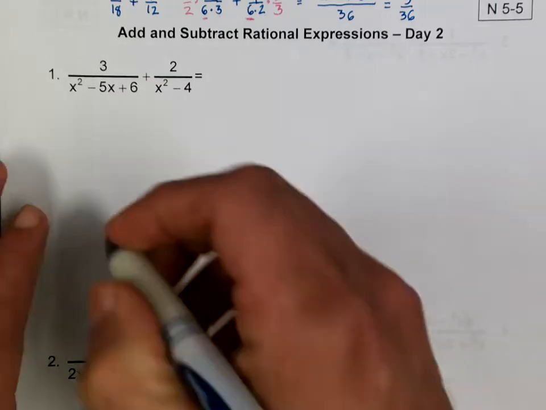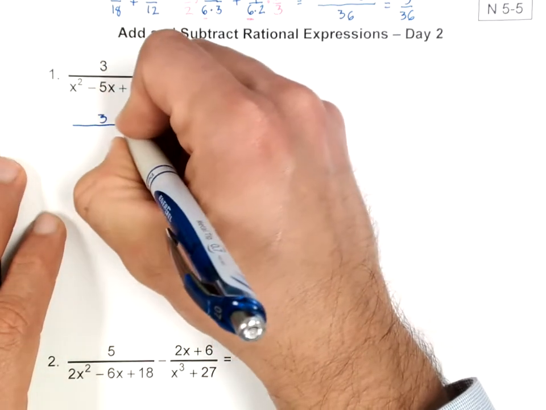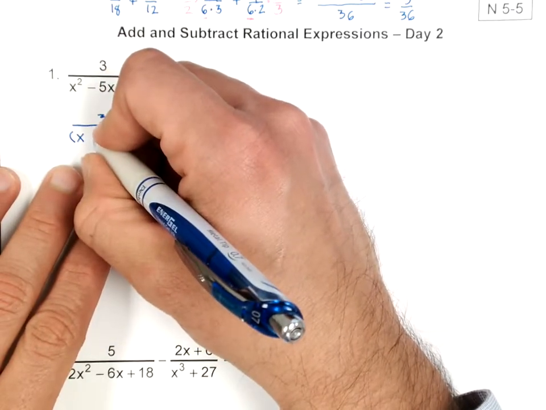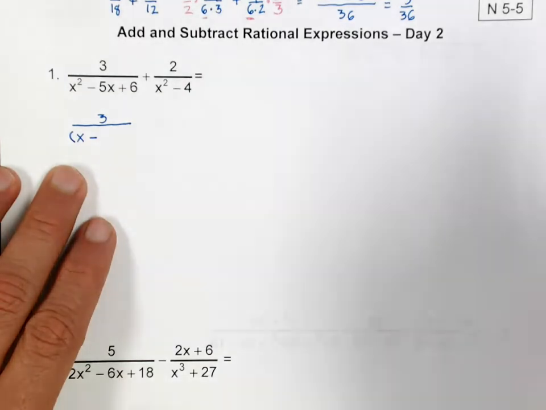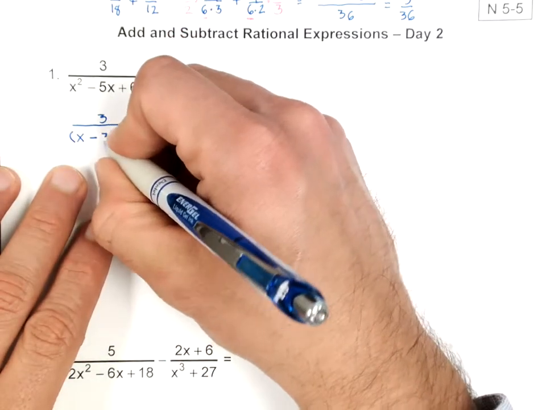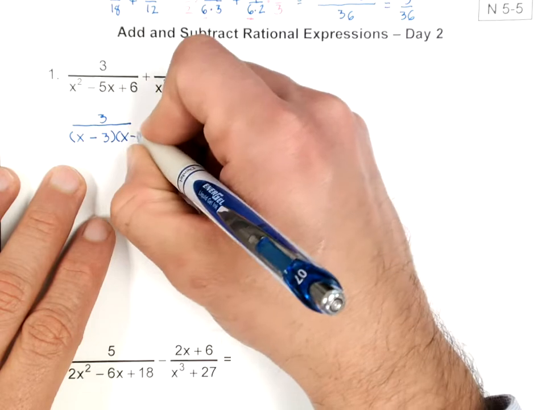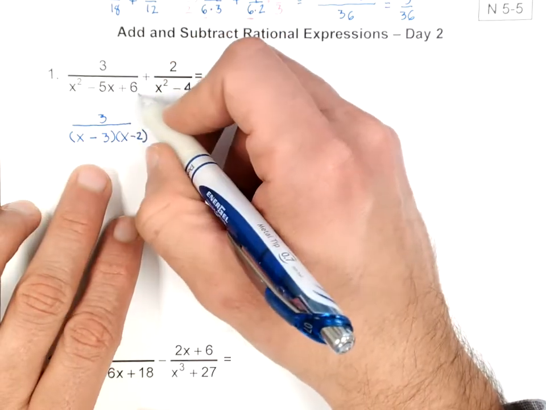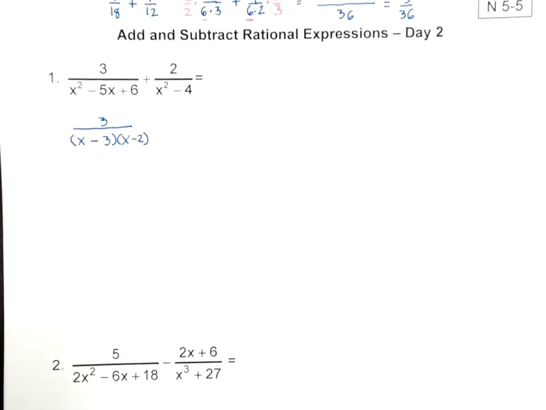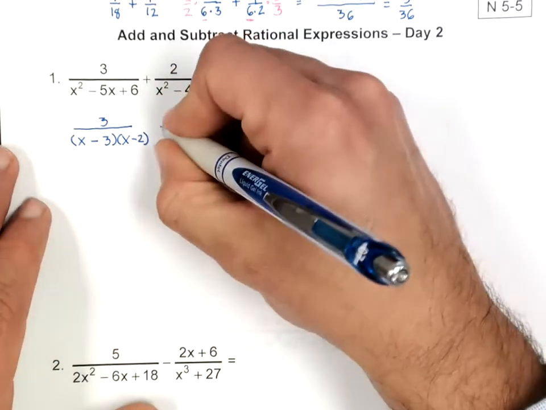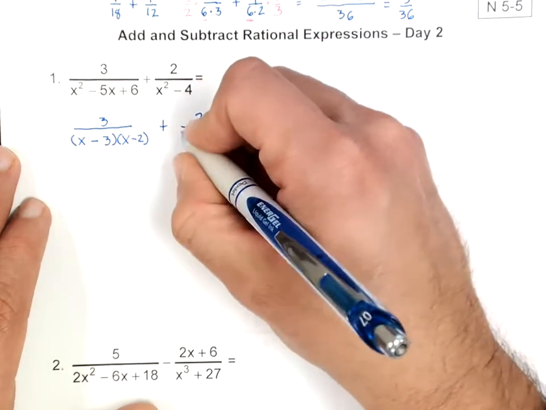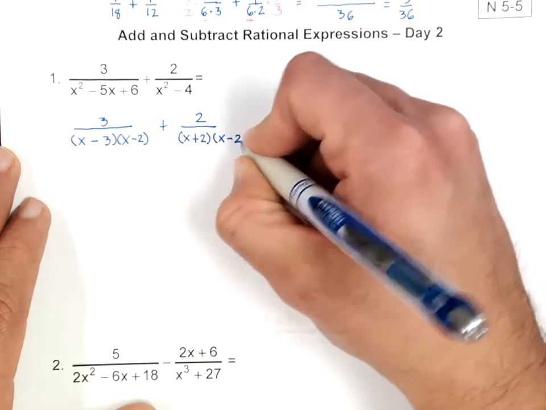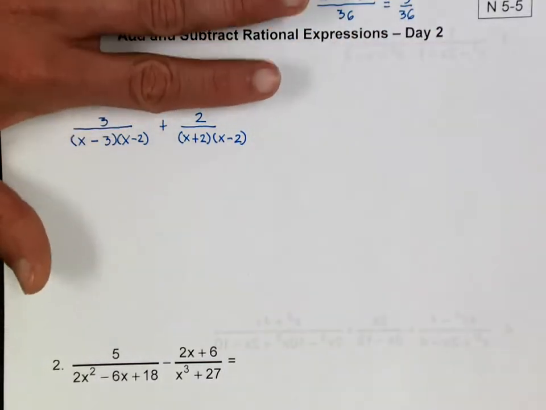The first thing we're going to do is factor the denominators. Let's see, this would be negative 3, negative 2. Factors of 6 that add up to 5 have to be the same sign, both negative. And on this one we have a difference of squares, so we have x plus 2, x minus 2. Now this is the way you need to look at it. Don't worry about the numerator for now. All you're looking at is the denominator.